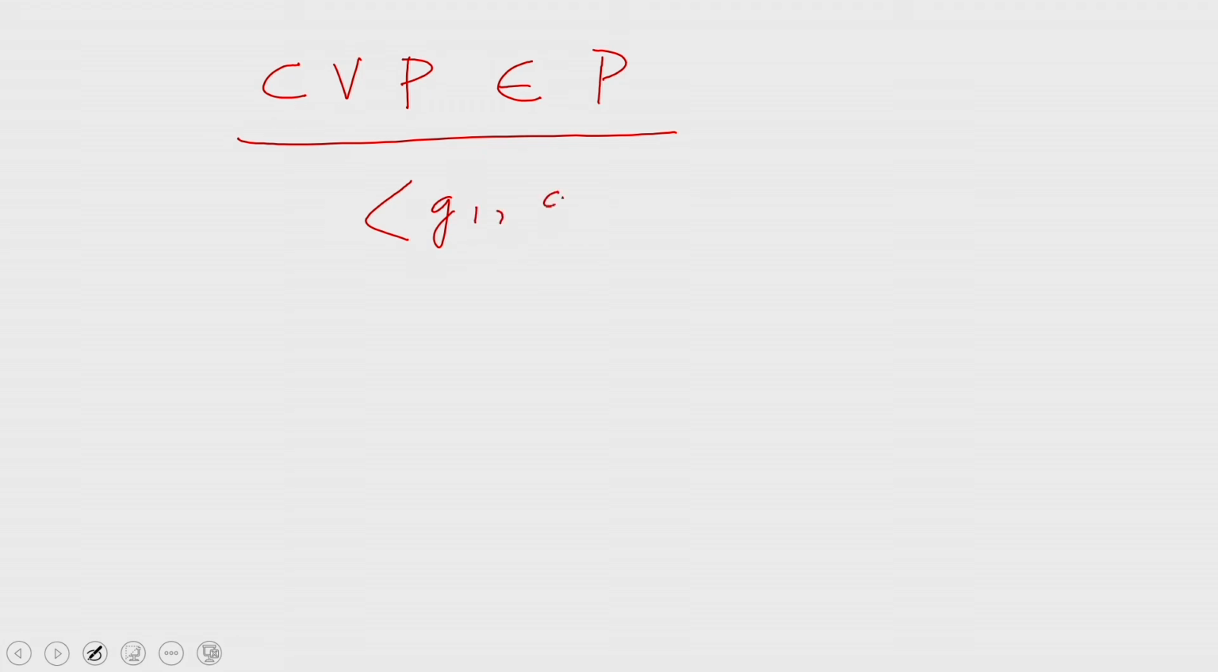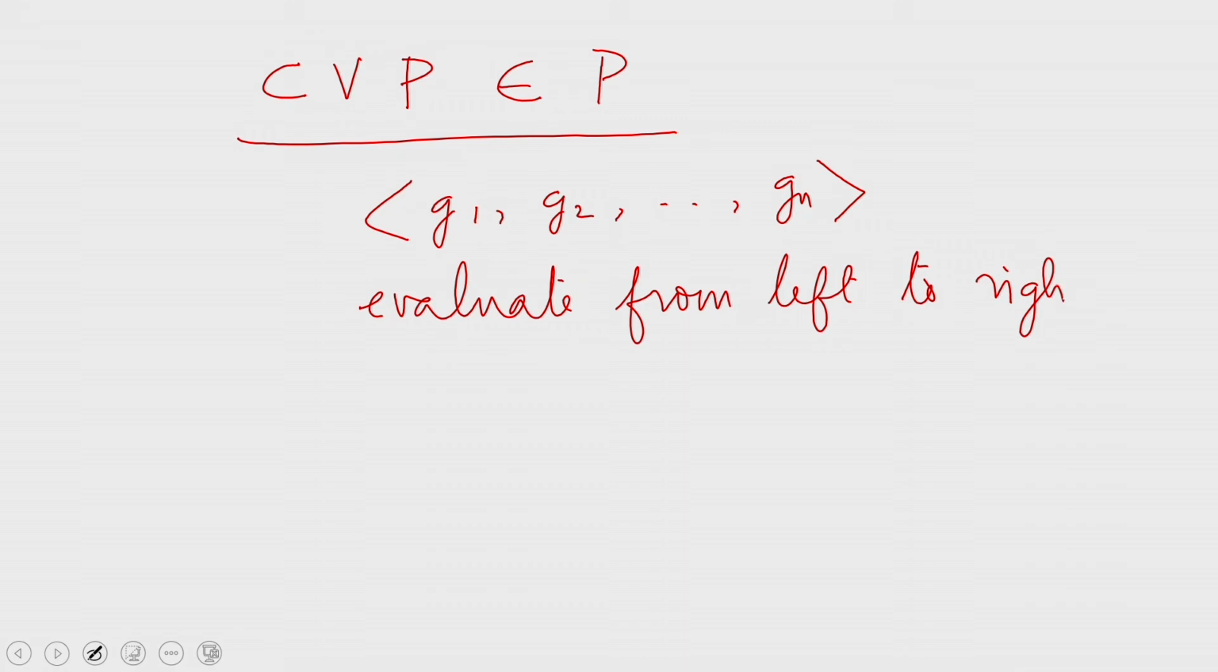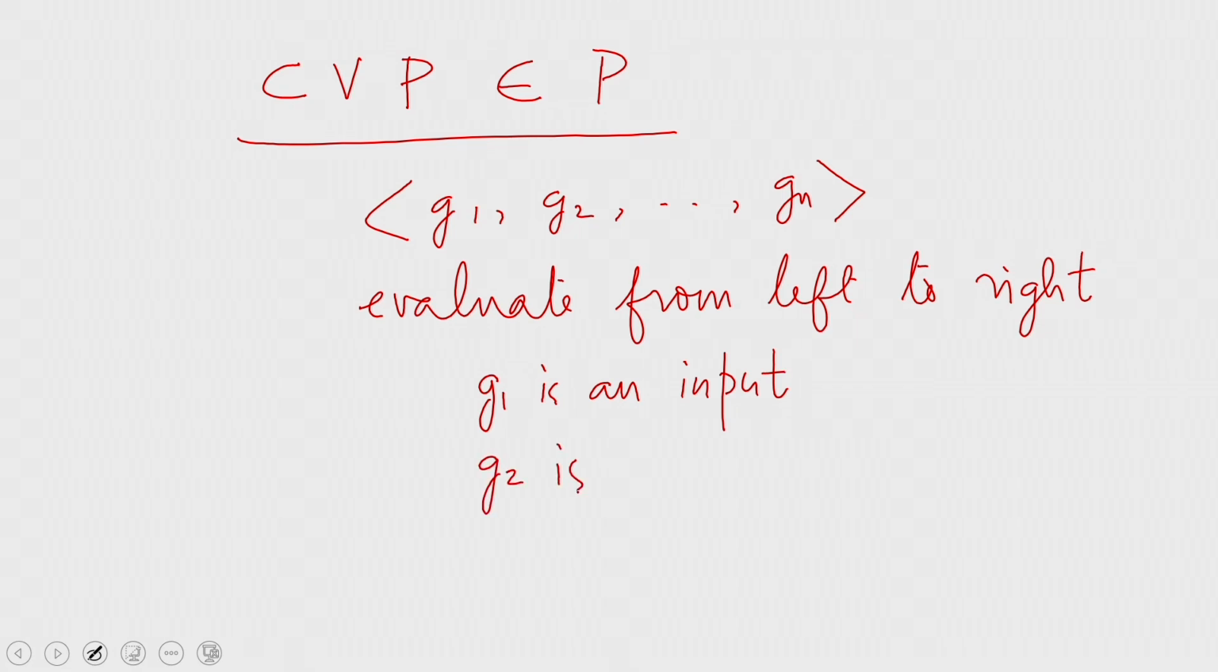So for CVP to be P-complete for NC reductions, we must first show that CVP belongs to P. But this is easy to show. When we are given a circuit of this form, where each Gi is either an input or an AND or negation of previous gates, then you can evaluate this circuit going left to right. Here G1 is necessarily an input, G2 is an input unless G2 is the negation of G1.